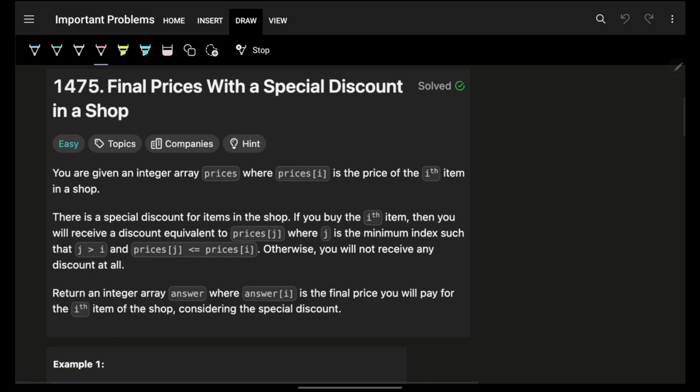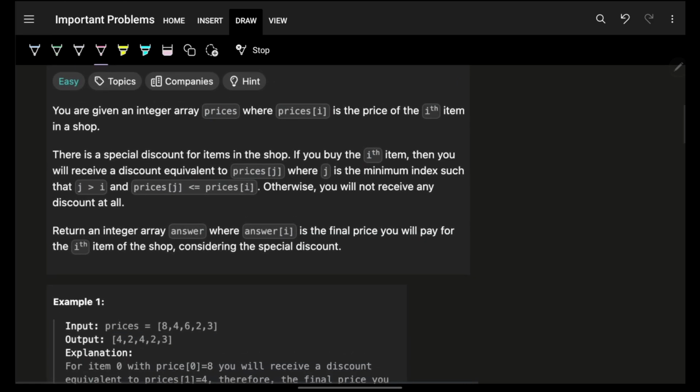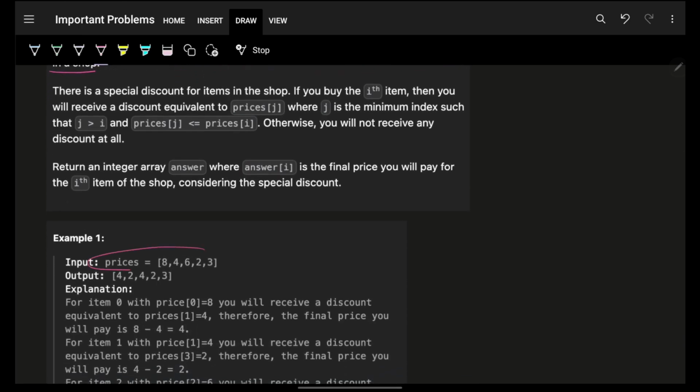In this video, we're going to see the problem "Final Prices With a Special Discount in a Shop." You are given an integer array prices where prices[i] is the price of the ith item in a shop. So you have a shop and the price of each item is given here.